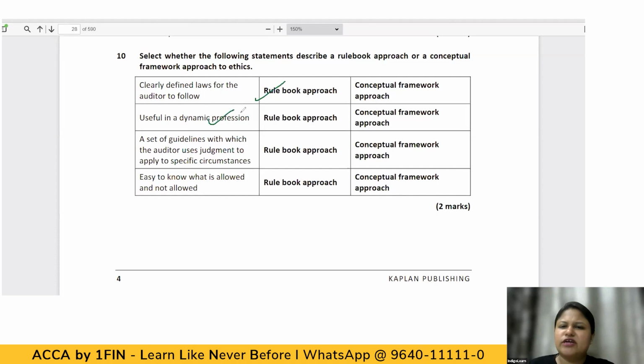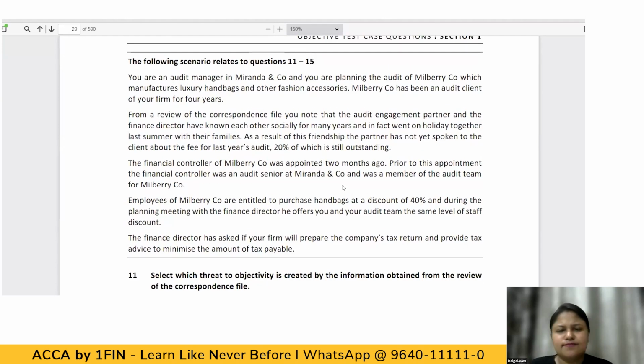It's a rule book. Dynamic profession, conceptual framework. A set of guidelines which the auditor uses judgment in, that means conceptual framework. Easy to know what is allowed and what is disallowed: clearly says what is allowed and what is not allowed, rule book approach. A very easy question this was. So we are done with the questions. Let us take one more so that we can have proper coverage of this.